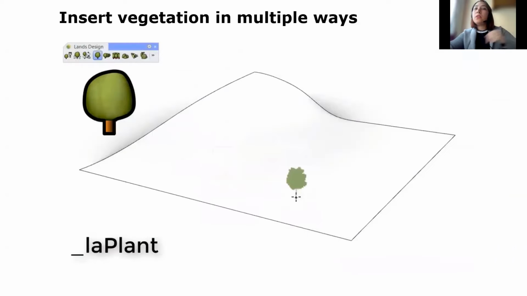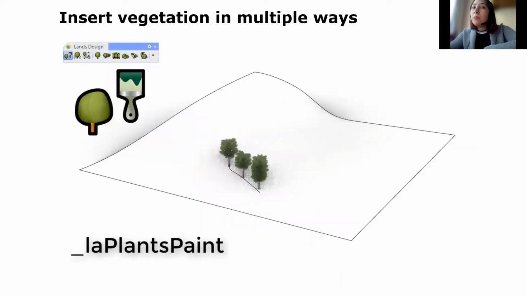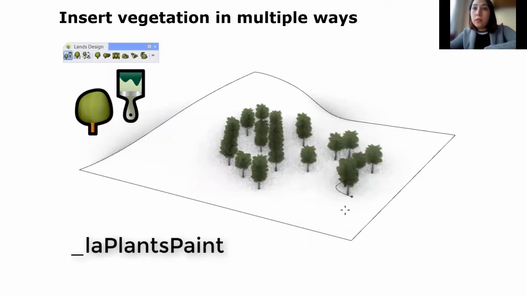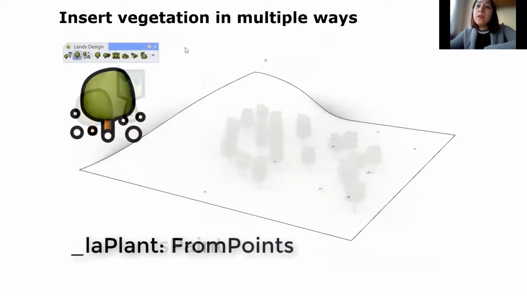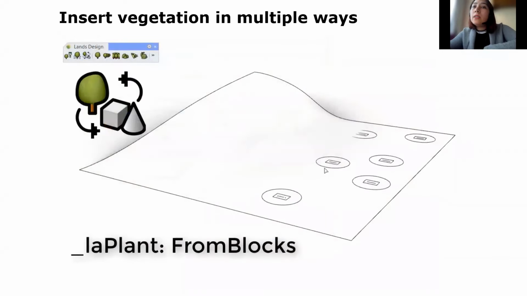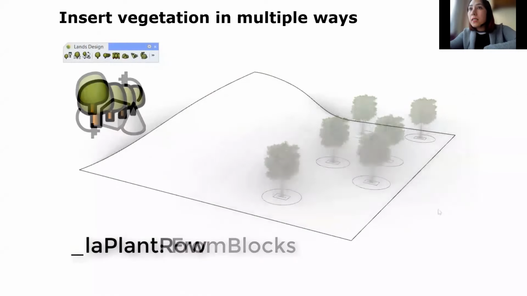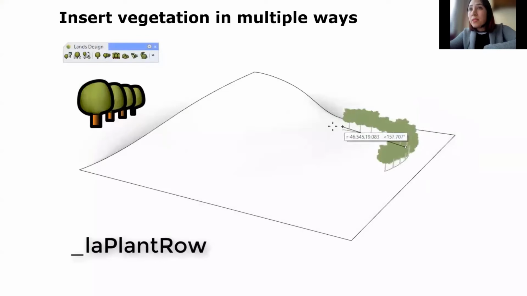For inserting vegetation, there are different modes. One is, of course, individually. Also, you can insert them by paint mode. You may be familiar with this mode in other programs, maybe. You can convert points to plants easily just by one click. Also, you can convert blocks, 2D blocks or 3D blocks, to a realistic model plant species in Lands Design.